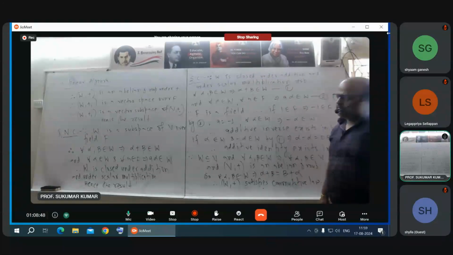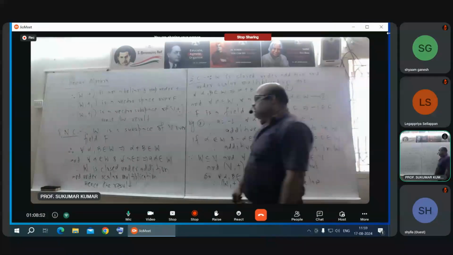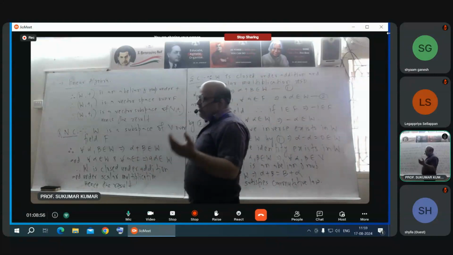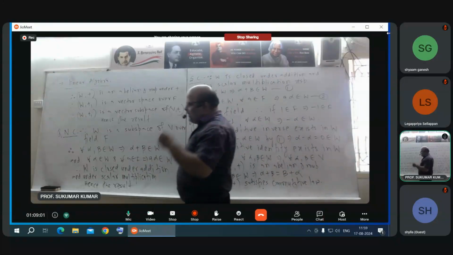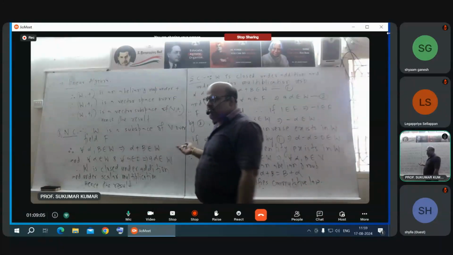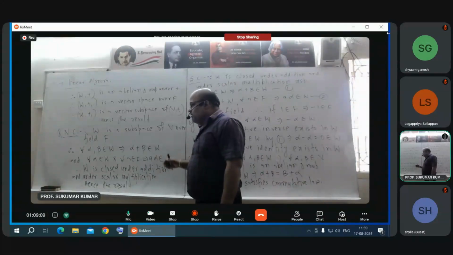Necessary condition means W is given as a subspace, and we have to prove whether W is closed under addition and scalar multiplication or not. When W is given as a subspace, this means W is a vector space. So closure under addition and under scalar multiplication will happen. So proved.